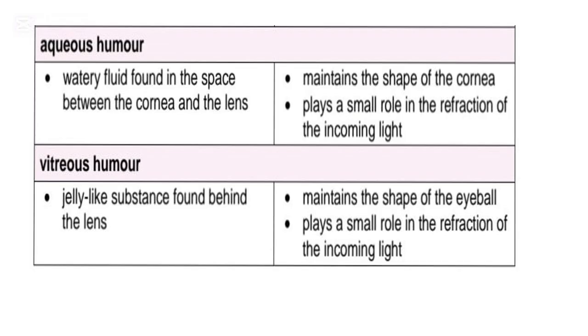Aqueous humor. This is a watery fluid found in the space between the cornea and the lens. The function of this fluid is to maintain the shape of the cornea, and it also plays a small role in the refraction of the incoming light. Vitreous humor. This is a jelly-like substance found behind the lens. The function of the vitreous humor is to maintain the shape of the eyeball, and it also plays a small role in the refraction of the incoming light.